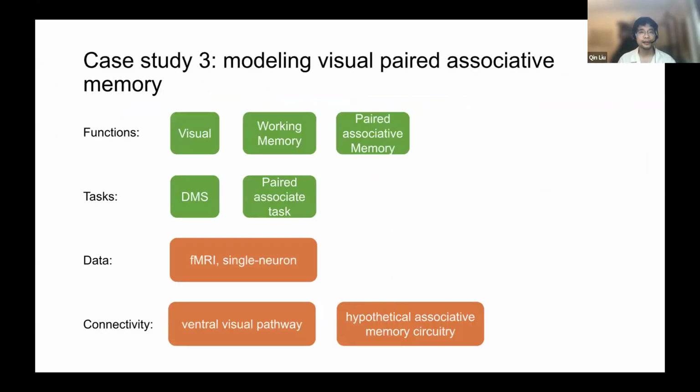Okay, so here is the final case study I want to present today. This is an ongoing project. It's almost done, but it's not published yet. It's built on top of the first two studies. It's about modeling visual paired associative memory. So the functions I'm interested in this time are visual processing, working memory, and long-term paired associative memory.